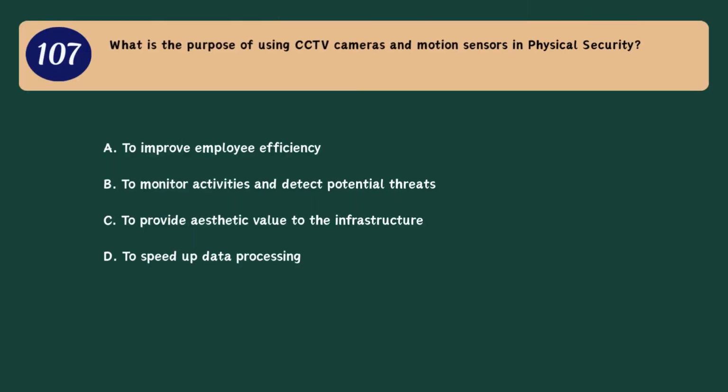Question 107. What is the purpose of using CCTV cameras and motion sensors in physical security? A. To improve employee efficiency. B. To monitor activities and detect potential threats. C. To provide aesthetic value to the infrastructure. D. To speed up data processing.